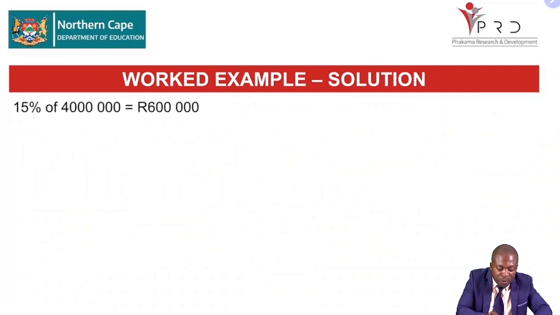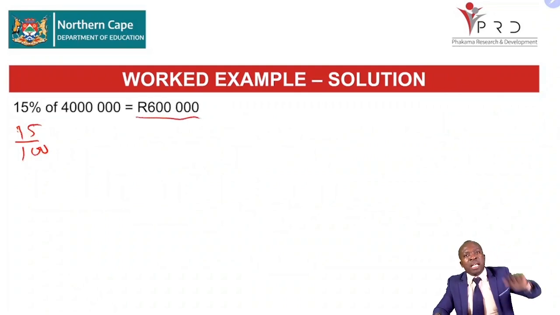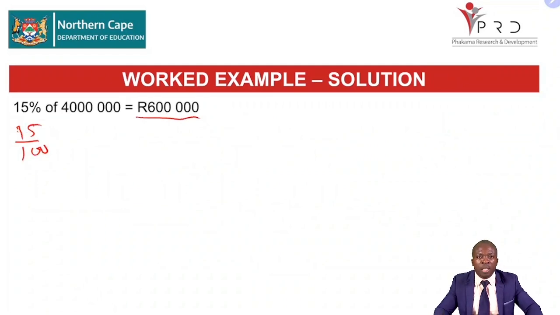Can you see I've written 15%? Somebody can even say 15 over 100. That is still fine. 15% of 4 million, that is 600,000. That is your starting point. Adrian did not invest all the 4 million. He invested only 600,000. Thank you. So what should be the next one?